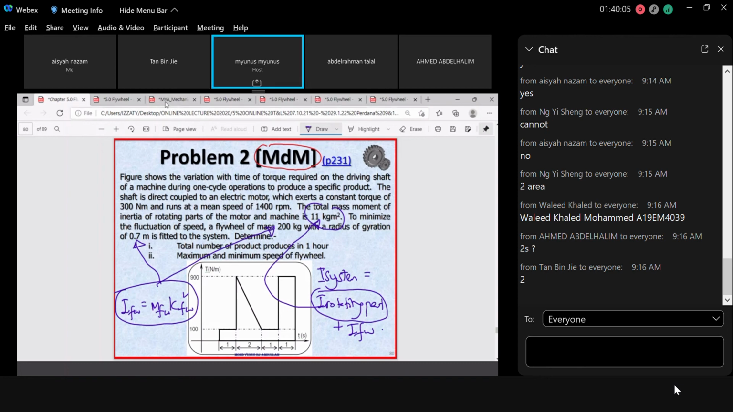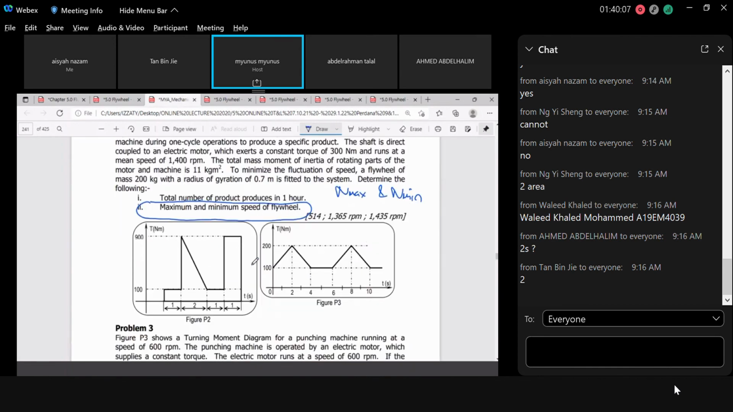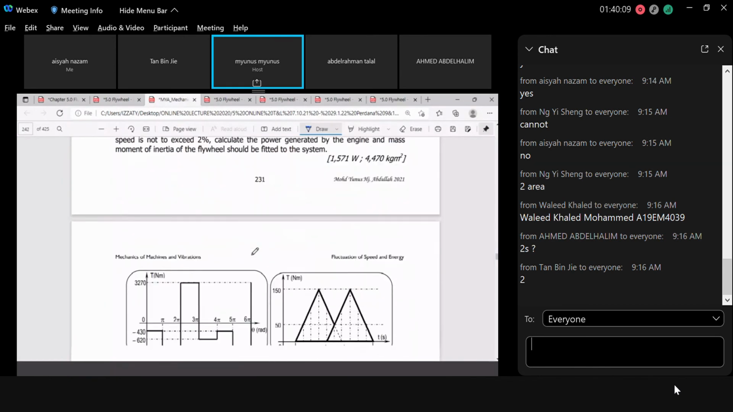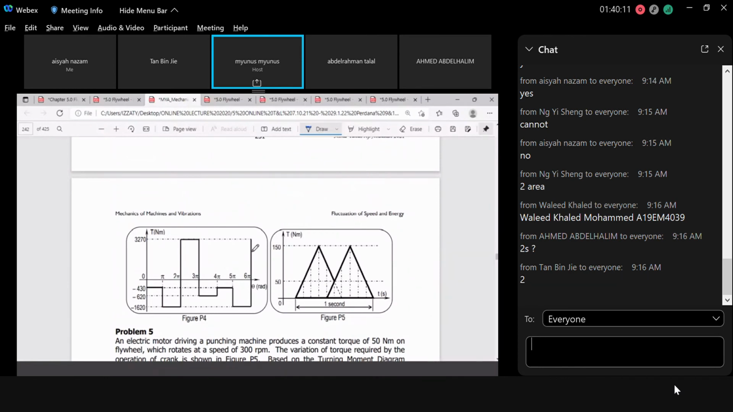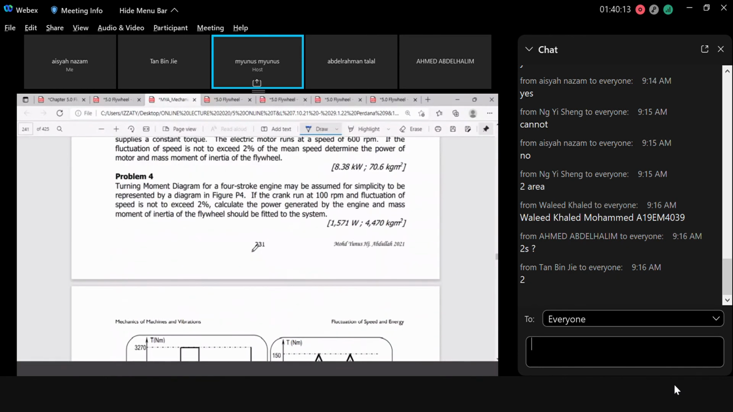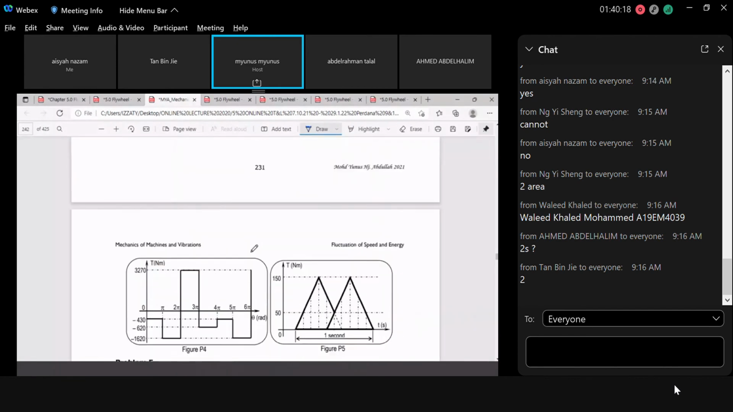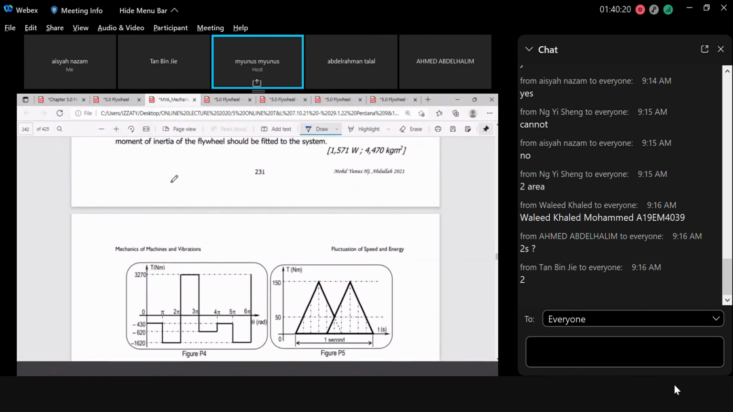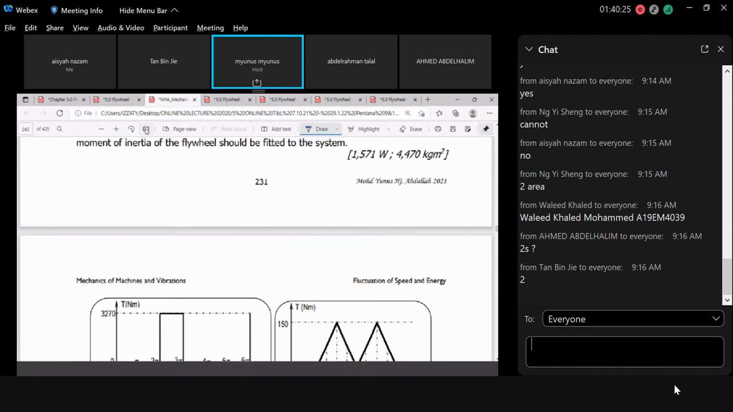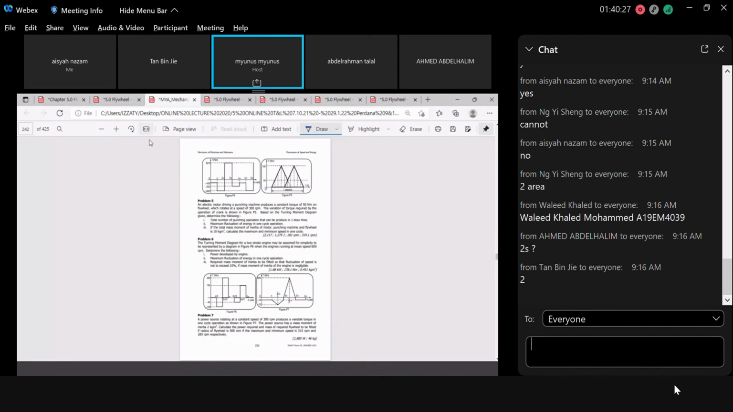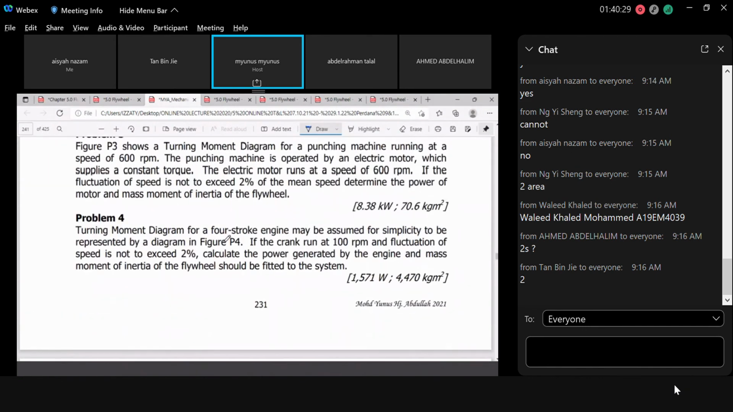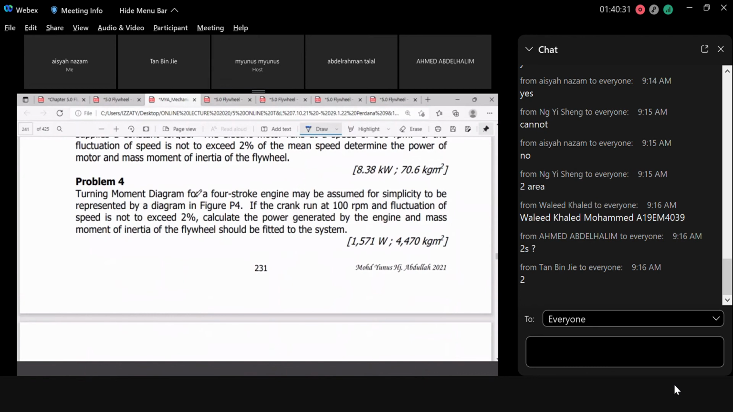Okay, now I'm going to move on to the next equation. I'm going to pick up a question that is very rare. Look at the equation, for example, on problem number four. This one belongs to the internal combustion engine. Okay, number four. The turning moment diagram of a four-stroke engine. So what is the type of engine? Four-stroke engine.